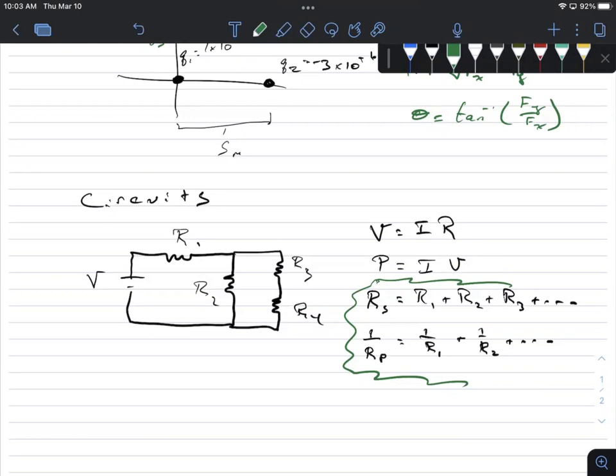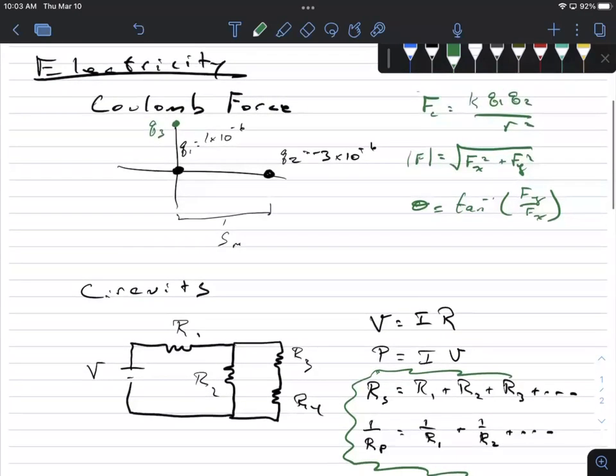All right, so that is it. Are there any questions on these two topics? Or on the test itself? All right, well, that's all I have.